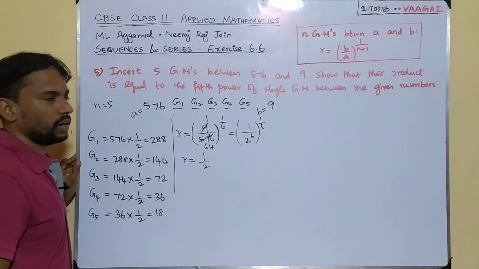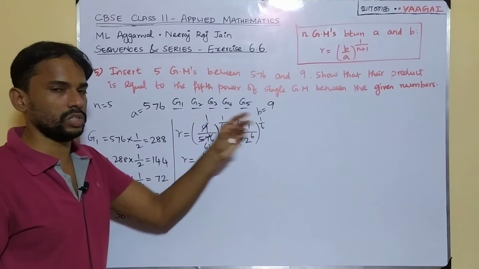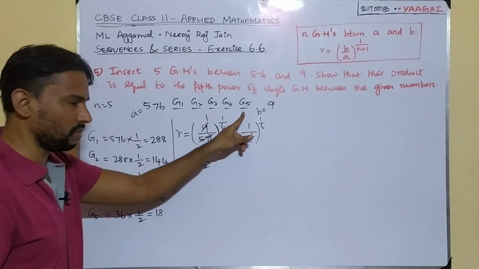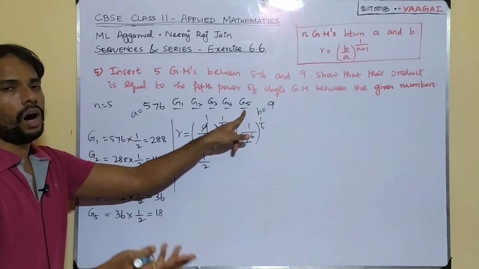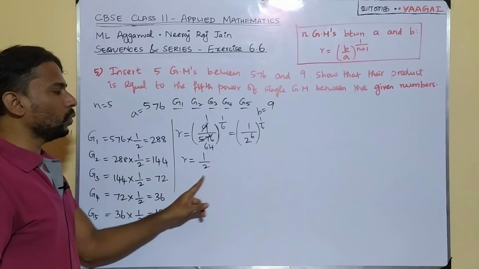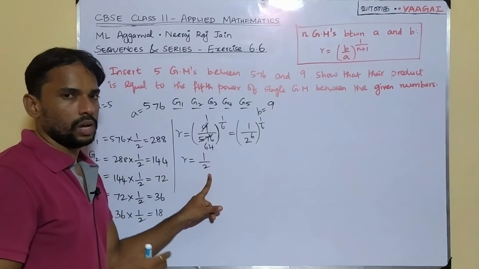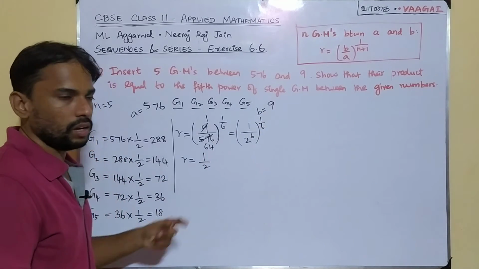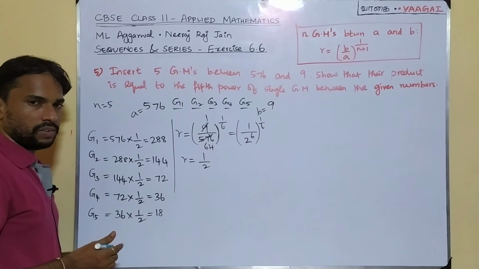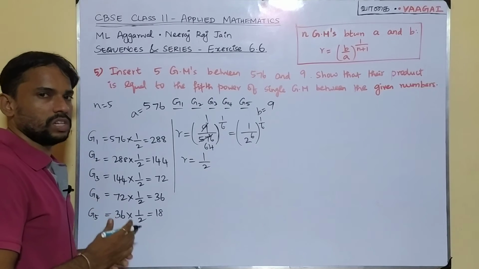Okay, yes, verified. So we got all these values, G1, G2, G3, G4, G5. If you want to verify, you can even verify. From G5 you multiply R once again, that is 18 into 1 by 2, just try to do it. What will you get? You will get 9, that is your last term. Hence verified. Yes, clear?